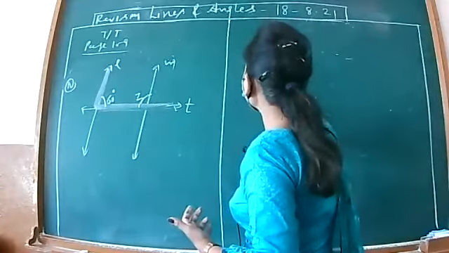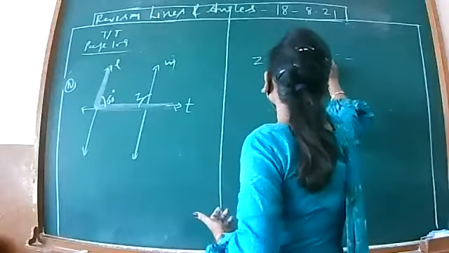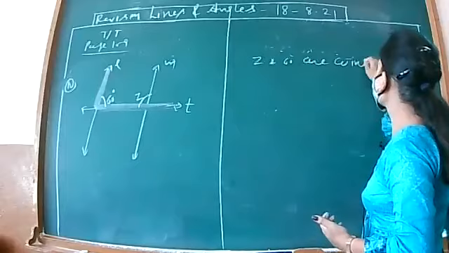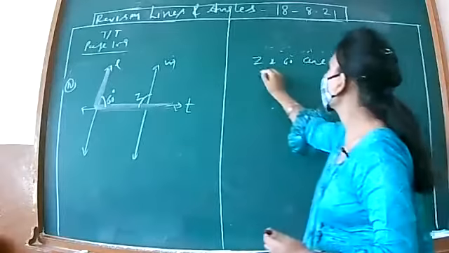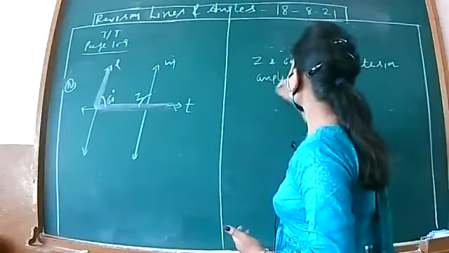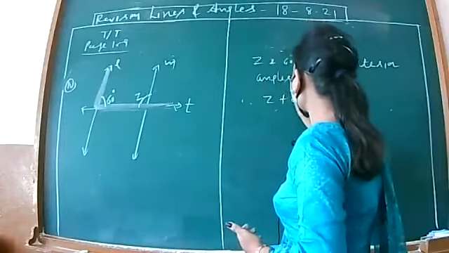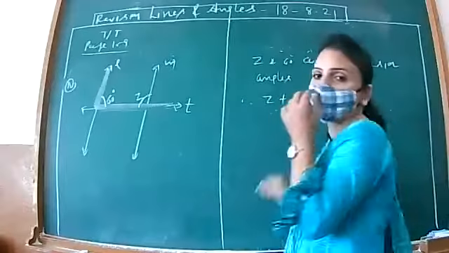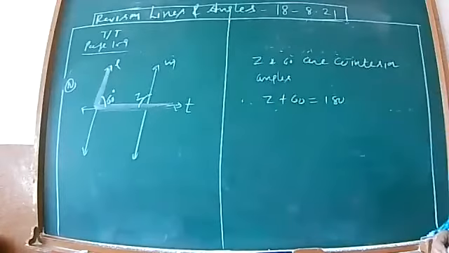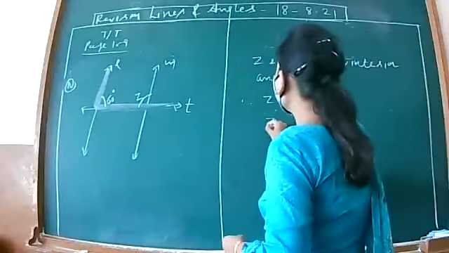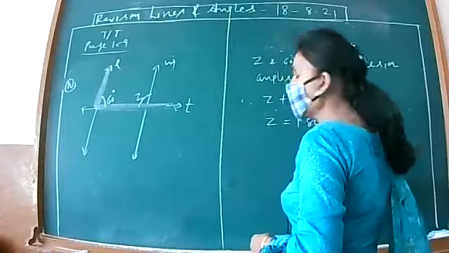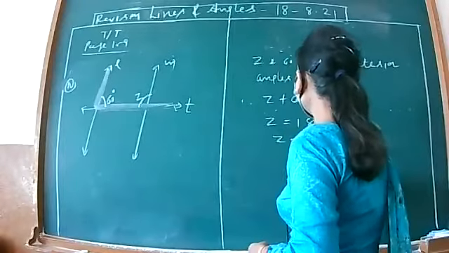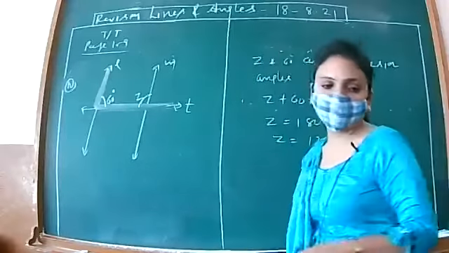So, you will write Z and 60 are co-interior angles. Therefore, Z plus 60 is equal to 180. Co-interior angles are always supplementary. So, Z is equal to 180 minus 60. So, Z comes out to be 120.